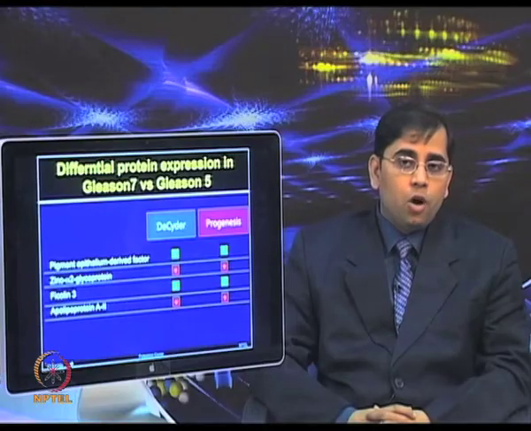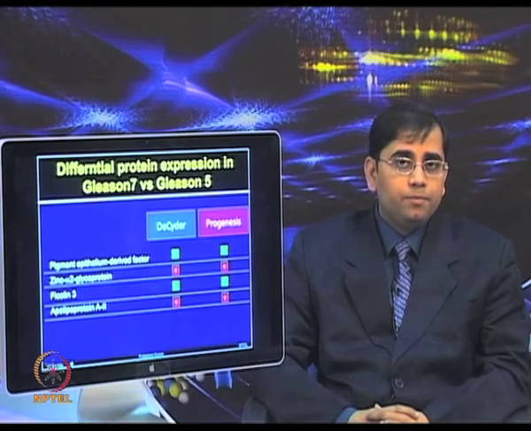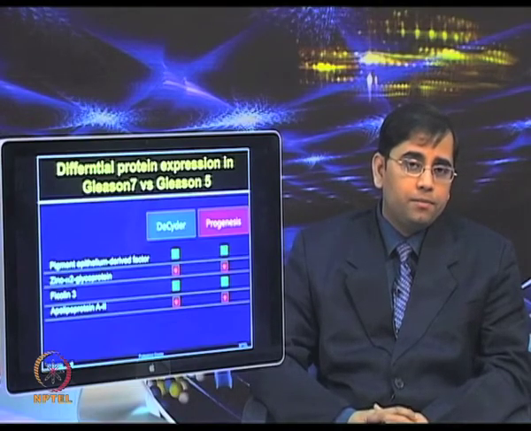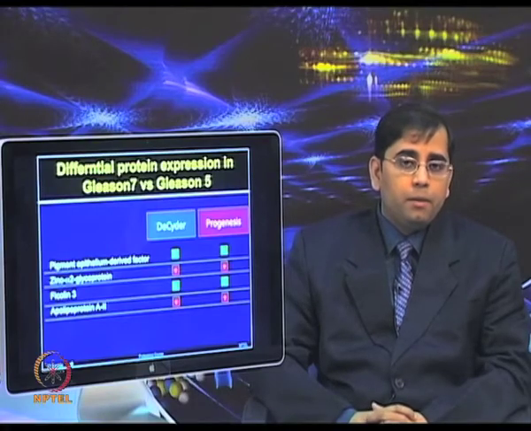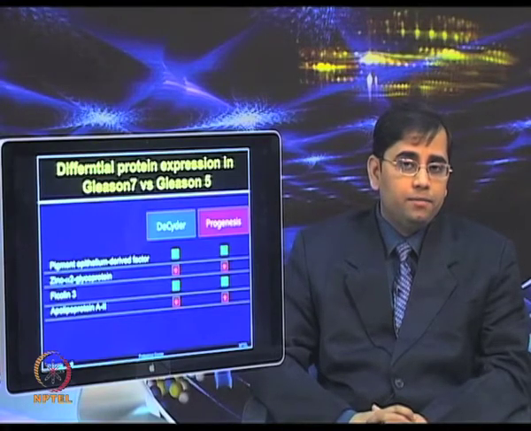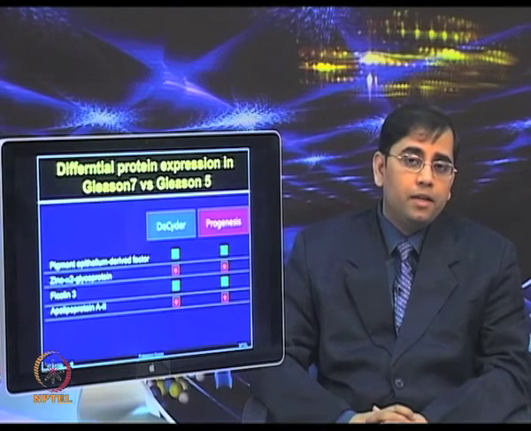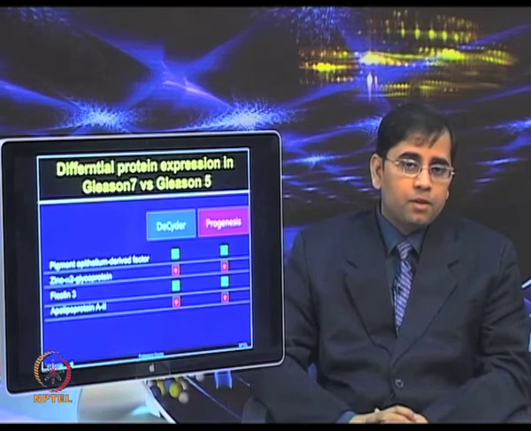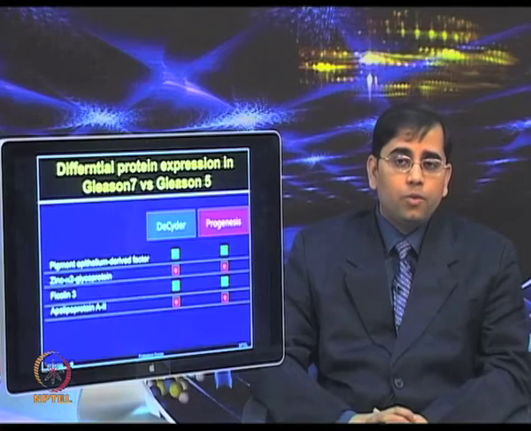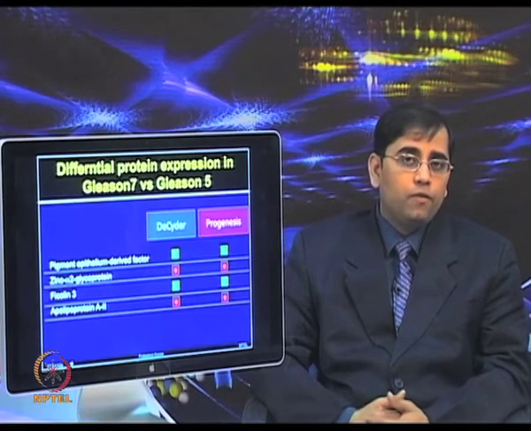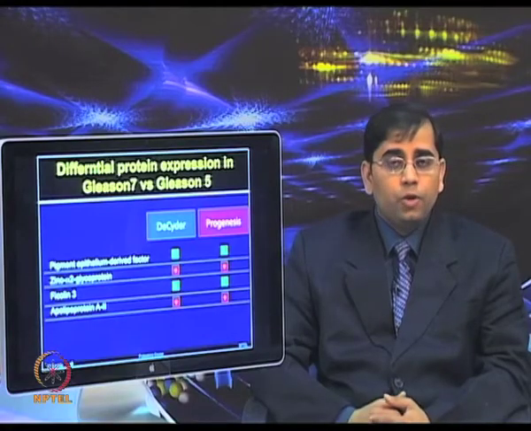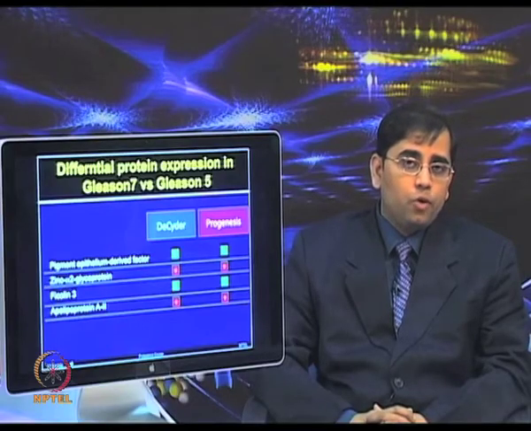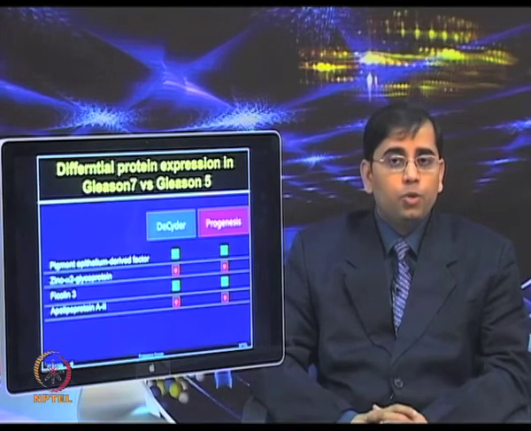Among the proteins which were common in both DeCyder and ProGenesis, and whose identity was further established by using mass spec, those proteins included pigment epithelium derived factor, which was downregulated in both cases, in DeCyder as well as ProGenesis analysis. Zinc alpha 2 glycoprotein was upregulated in both software analyses. Ficolin 3 was downregulated and apolipoprotein A2 was upregulated in both software analyses.